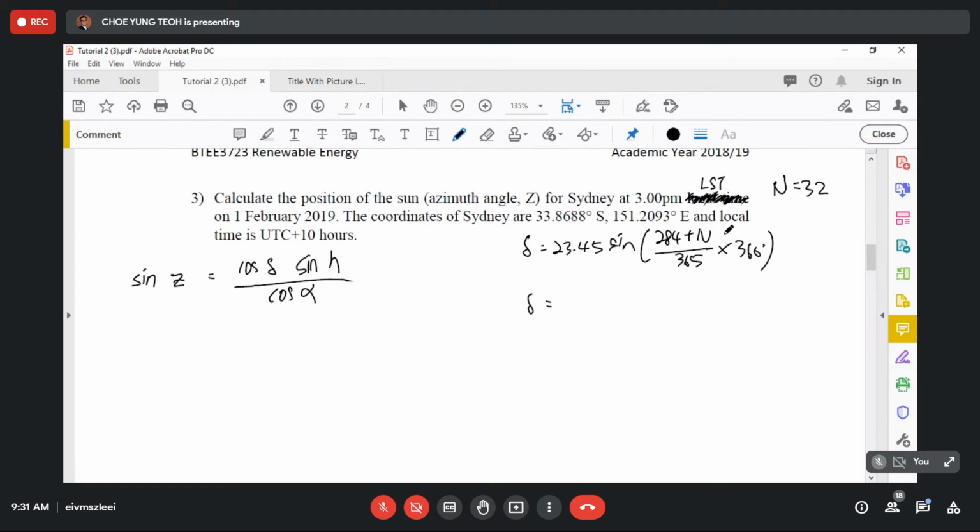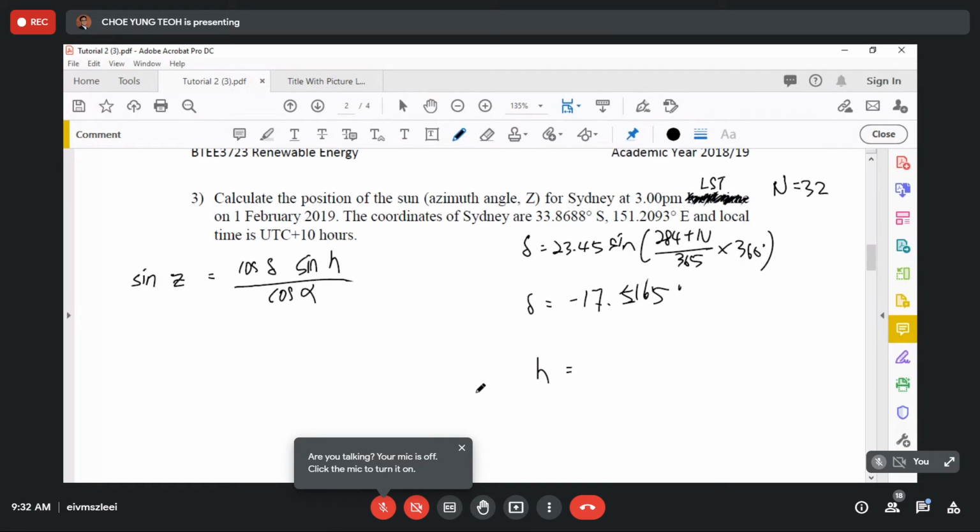Any answer for declination angle? Negative 17.5165. Okay, then after declination angle, we need hour angle and alpha. Maybe you try from hour angle.